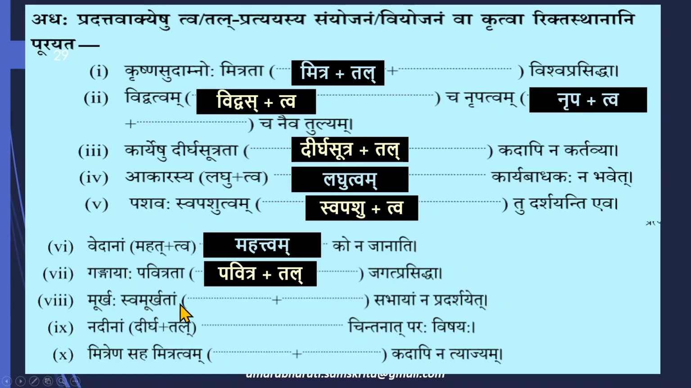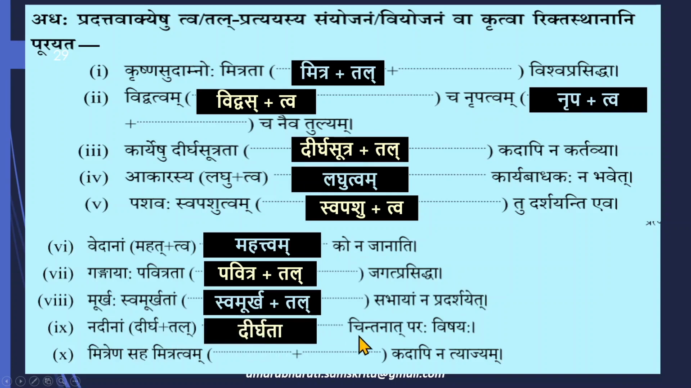Murkha Swamurkhatam. Swamurkha plus tal. Swamurkhatam Sabhayam na pradarshayet. A fool should not display his foolishness in front of others, in the darbar. Nadinam Dirgha plus tal. Dirghata Chintanat Paraha Vishayaha. The length of a river is indeed beyond imagination. Mitrena Saha Mitratvam. Mitra plus tva. Kadapi na Tyajyam. Along with a friend, you should never forsake the friendship.